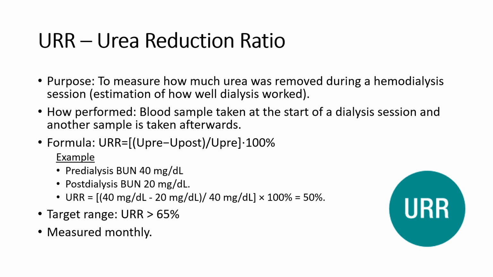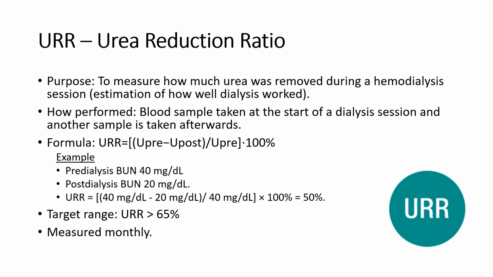So the urea reduction ratio is a formula that allows you to essentially calculate or quantify whether or not the dialysis is being performed with good quality. So basically the purpose is to measure how much urea is removed during a dialysis session, which is an estimation of how well we remove waste products. So how do we do the test? Basically we measure the BUN at the start of dialysis, and then we measure it again at the end of dialysis. And then there's a formula that we use.